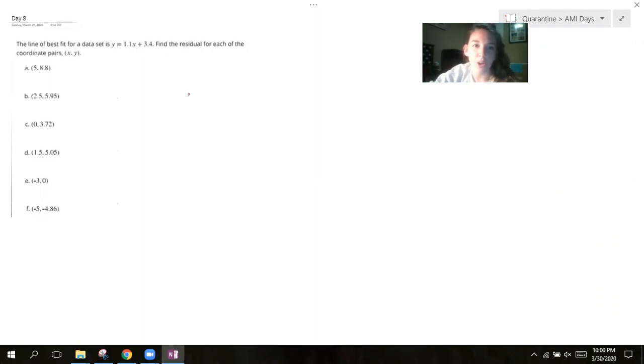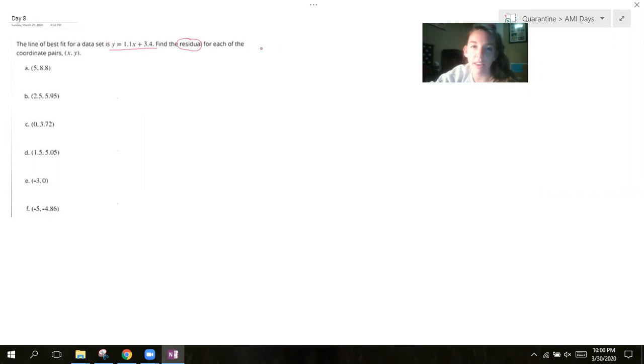All right, so it says the line of best fit for a data set is y equals 1.1x plus 3.4. Find the residual for each of the coordinate pairs x and y. So remember when we're talking about the residual, we're talking about how far the data is from the actual value.